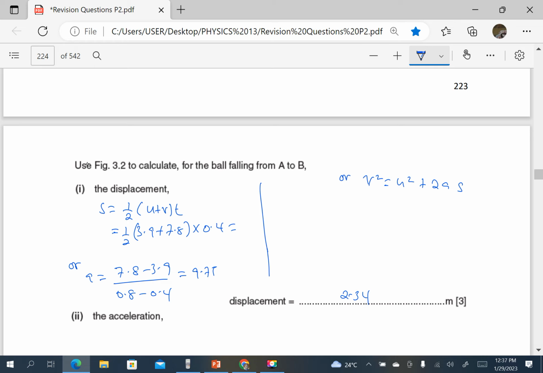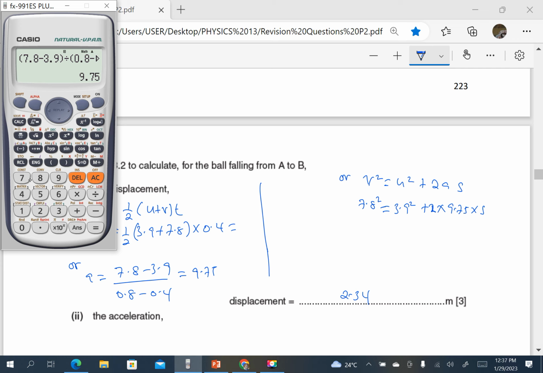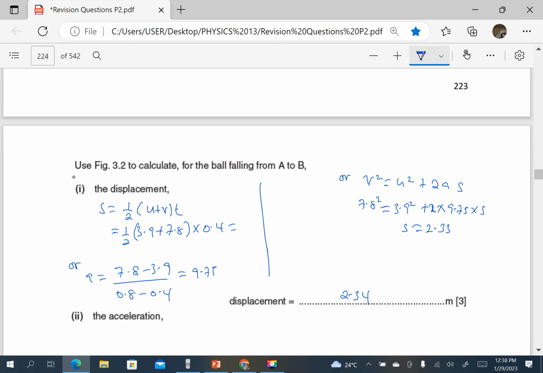So v squared, this is 7.8 squared, equals 3.9 squared plus 2 times a, which is 9.75, times s. So let's check. 7.8 squared minus 3.9 squared, divided by 2 times 9.81, and that is 2.33. So this will give s as approximately 2.33.